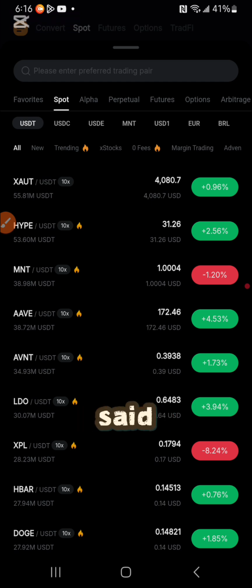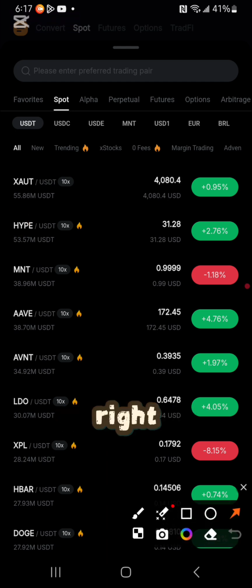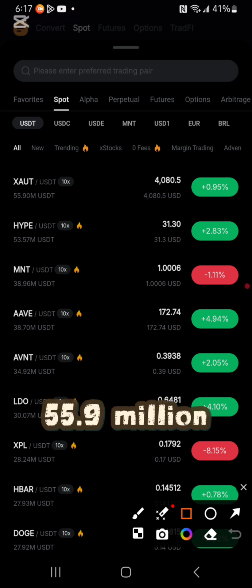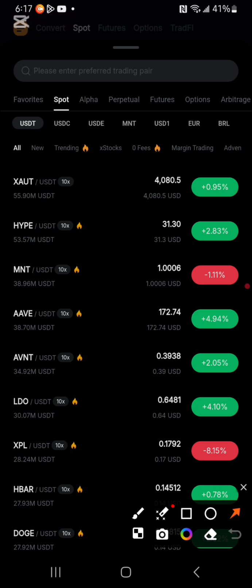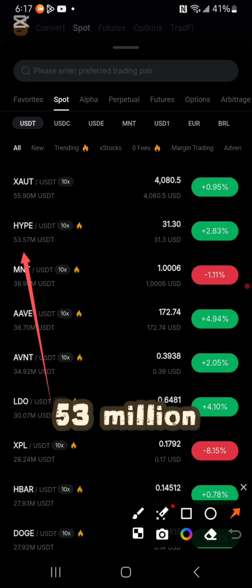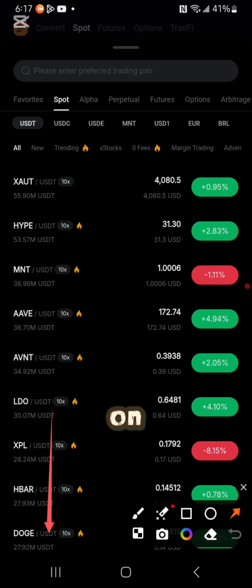Like I said, you are going to be picking the crypto that has a good volume and a clear trend. The crypto that has a good volume is displayed right below the coin. Each coin has its unique volume. Like this first one, XAUT, it has about 55.9 million volume, as you can see right below. This other one has about 53 million. This one has about 38 million. The list goes on and on.